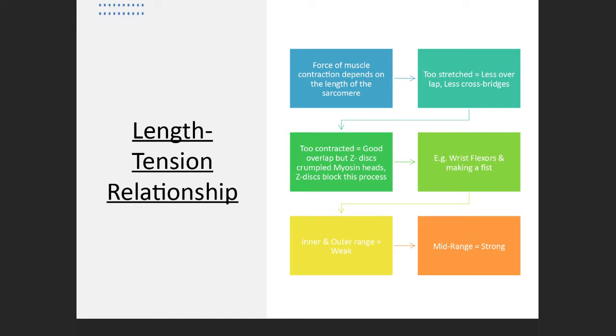Not quite, James. A good attempt. Not quite, Lauren. Okay, no problem, Megan. So it's inner range quads. Inner range quads are going to help you stand, aren't they? If somebody has weak inner range quads, they can't stand up, which means they can't walk.